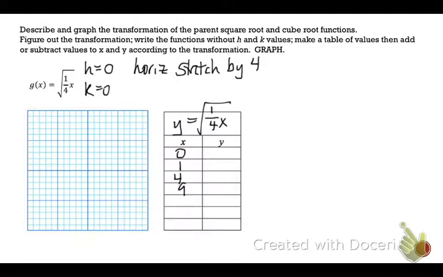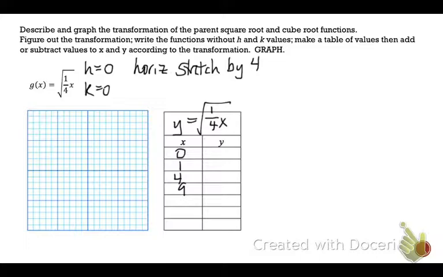All right, we're back to a square root function, and we have the square root of 1/4 x. Our h and k values are 0, so no horizontal or vertical translation, but we do have that 1/4 multiplying inside the square root, so that's a horizontal stretch by 4. Now I'm going to plug in just my typical values, 0, 1, 4, and 9.